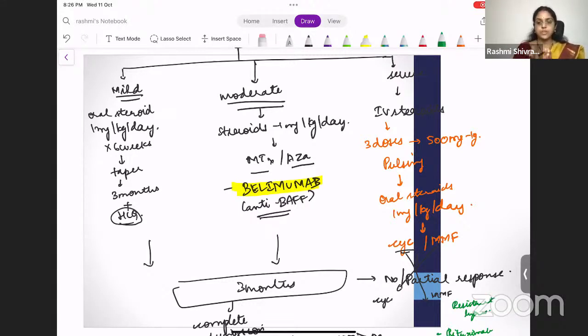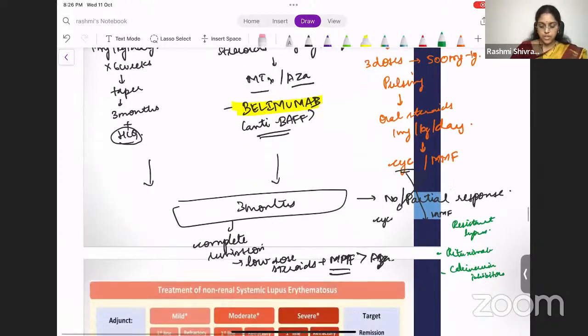If there is no response or only a partial response, what will you do? You exchange. Suppose the patient is already taking cyclophosphamide, then you give mycophenolate mofetil. If the patient is already taking MMF, you give the patient cyclophosphamide. If still there is no response, then you call this resistant lupus. In these patients, you should either treat with rituximab or give a calcineurin inhibitor along with mycophenolate mofetil. Yes. So let's move on.